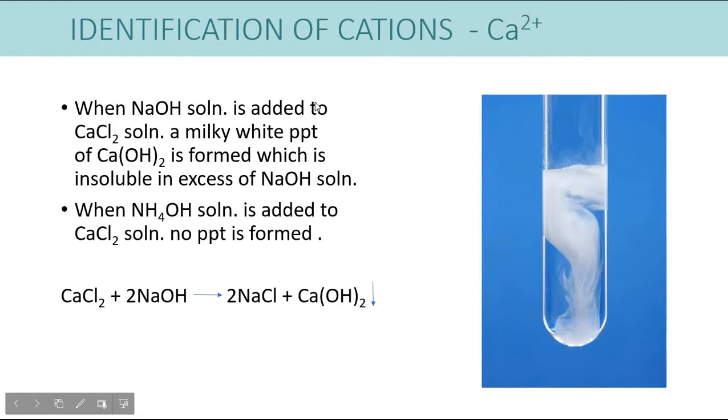The next cation is the Ca2+ ion, calcium ion. When sodium hydroxide solution is added to calcium chloride solution, a milky white precipitate of calcium hydroxide is formed. You can see a milky white precipitate, which is insoluble in excess of sodium hydroxide solution. With ammonium hydroxide solution, calcium chloride does not produce any precipitate. So there is no reaction shown here. It's only calcium chloride and sodium hydroxide giving sodium chloride and calcium hydroxide, a milky white precipitate.